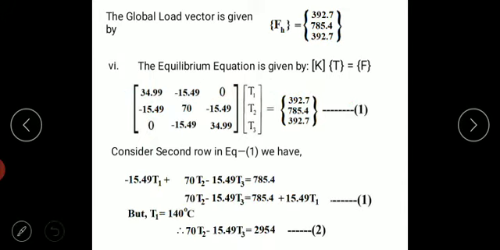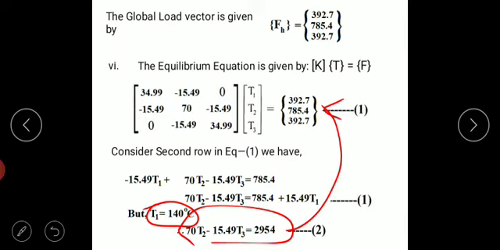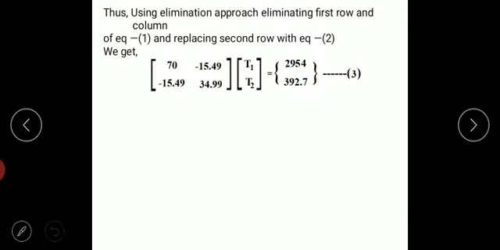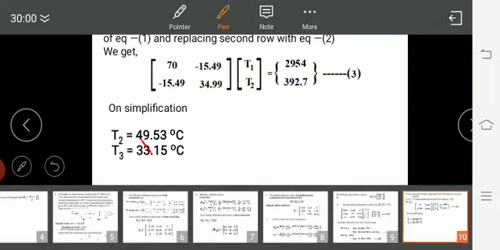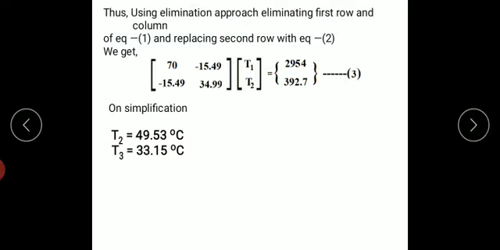Now if I consider the second row and substitute the T1 value in it, I get this value. And now I am going to substitute this in equation 1, replacing the second row. So finally I get a 2 by 2 matrix after eliminating and replacing. By this, what I got is the temperature T2 is 49.53 degrees Celsius and T3 is 33.15 degrees Celsius.